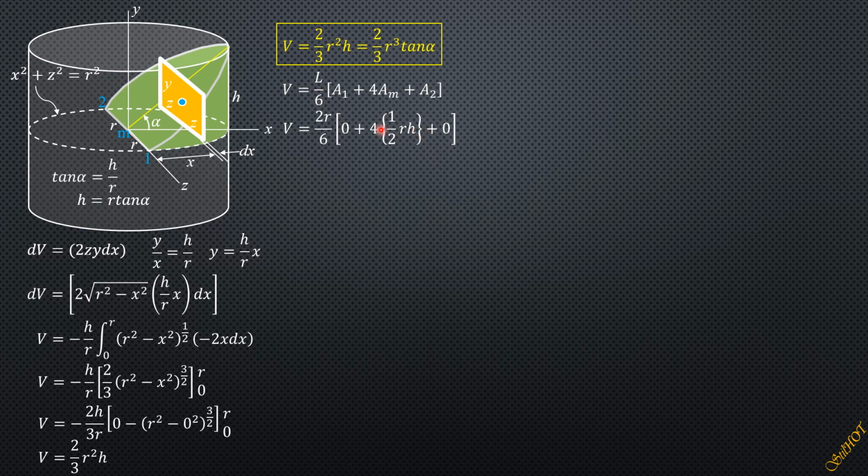So 4 times 1/2 rh is 2rh, times 2r over 6, that's 4 over 6 r squared h, or 2/3 r squared h, which is the same as that. So volume is verified as 2/3 r squared h, or 2/3 r cubed tangent of alpha.